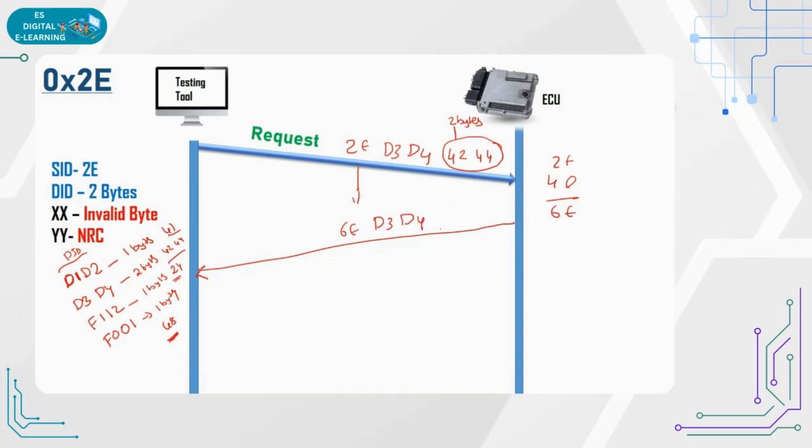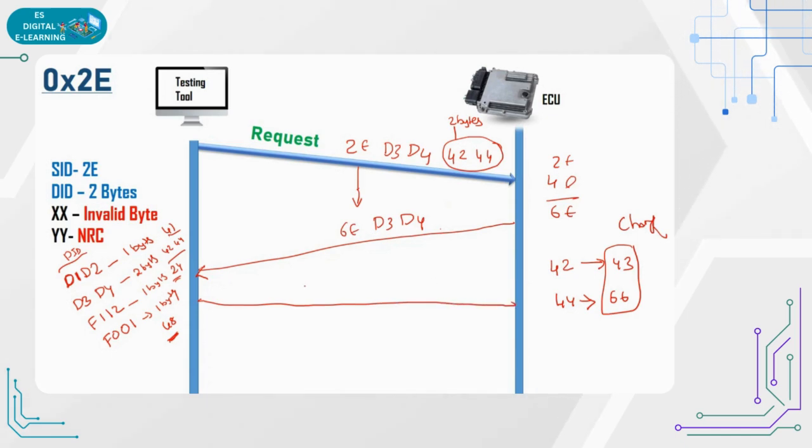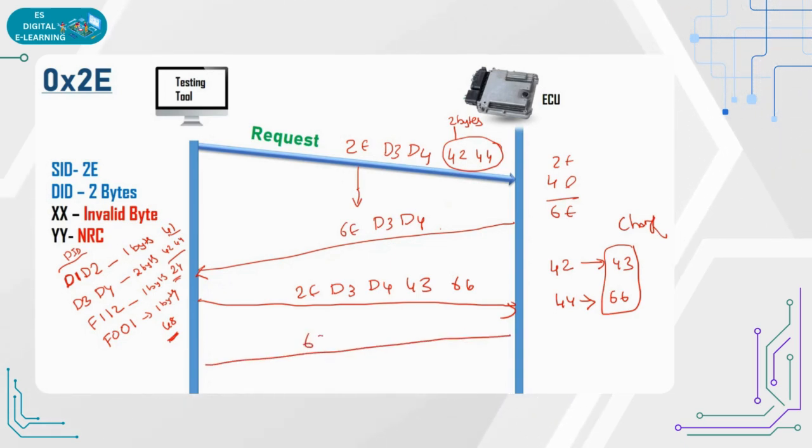Okay, so now again you are saying that we'll change the value of 42 to 43 and 44 to 66. This is the value you need to change for the DID. So what you are doing, you can do again 2E, D3, D4, 43 and 66. When you give this, again, you will get a positive response of 6E, D3, D4. So this is a positive response, which means it is written. You are changing the value 42 to 43 and 44 to 66.